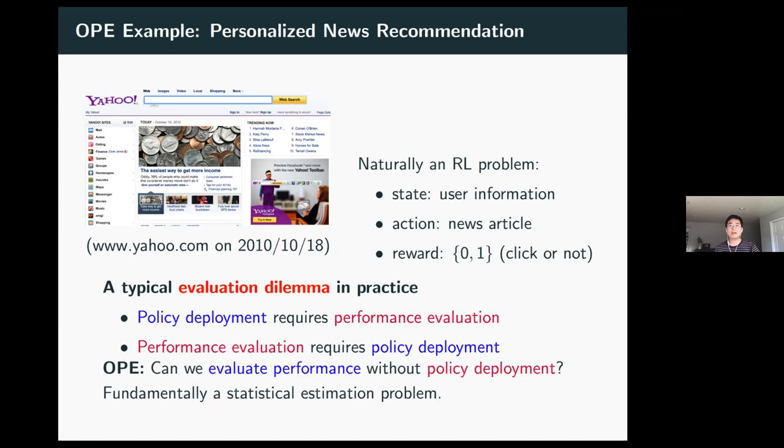So this is a dilemma, and this motivates the question of OPE, where if we can evaluate the performance of a new policy without actually deploying the policy to serve real users, then it will make the whole process much easier. And this is fundamentally a statistical estimation problem where we try to estimate a certain performance metric of a policy from data.